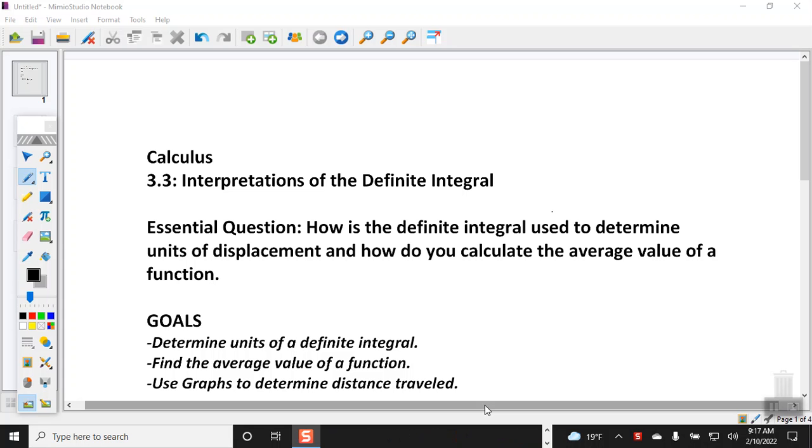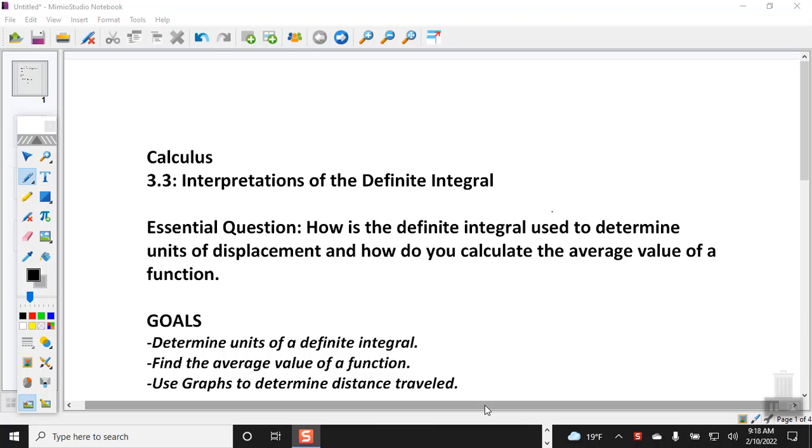But guys, section 3.3 today is titled Interpretations of the Definite Integral. Anybody want to volunteer to read my essential question for me here today? How is the definite integral used to determine units of displacement, and how do you calculate the average value of a function? Thank you, Ellie.